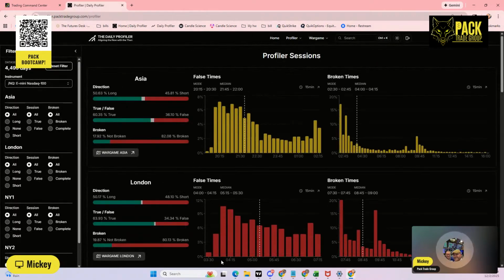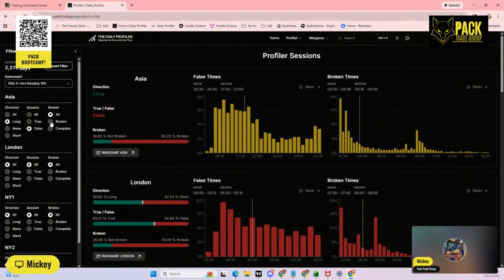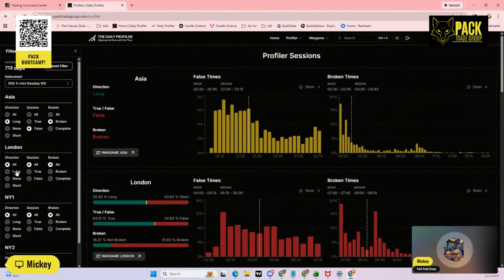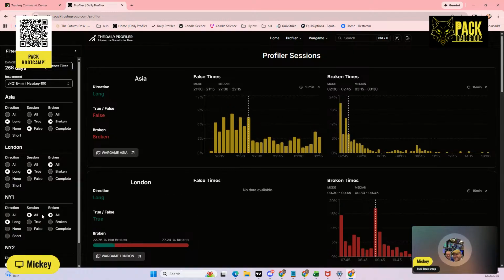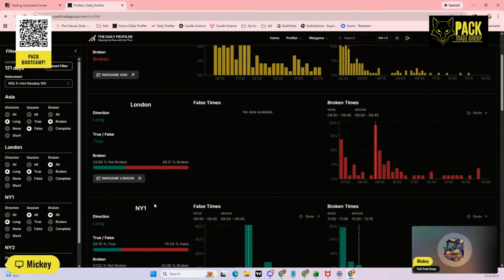All right, we know that Asia was long, false, broken. London was long, true, open, and we went long. We said this London has a 66% probability, but it has the most probabilities happening of it getting retraced to between 9:30 and 10:15. We can see that's where the bulk of the data lies. So that's going to be a target if we can do the 4-step reversal in New York.